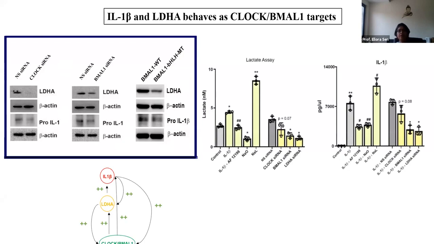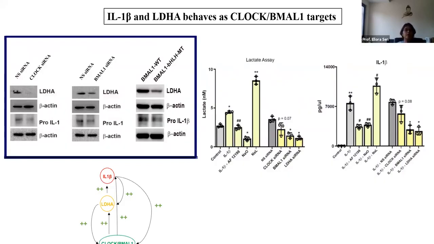So we have shown this by lactate release assay and how the different combinations are affecting the release of lactate. For example, IL-1 causes a release in lactate, and when you treat with an IL-1 inhibitor, AF1298, there is a decrease. Similarly, when you treat with CLOCK siRNA, BMAL siRNA, or lactate dehydrogenase siRNA, the increase in the lactate levels goes down. So what we're trying to point out here is very simple, that lactate and IL-1 are CLOCK BMAL1 targets. So these are regulated.